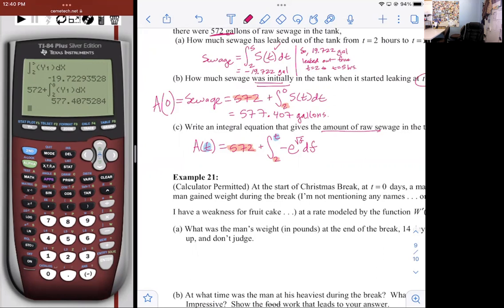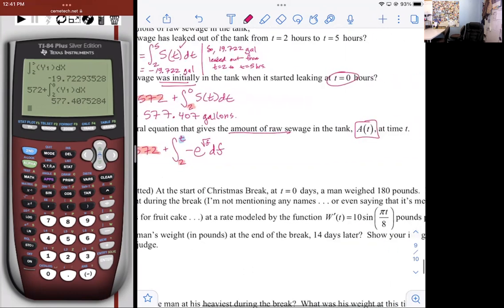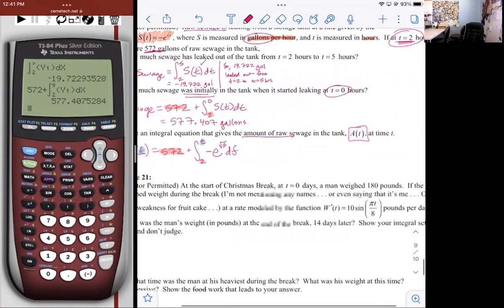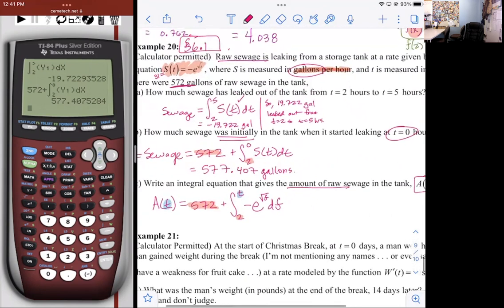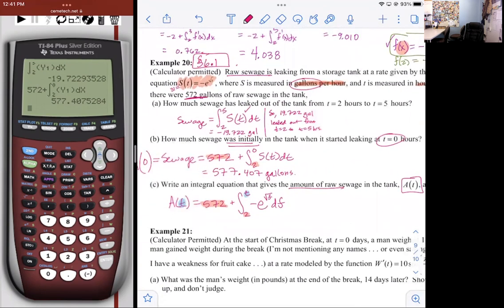Number 21 now. Yeah, it's going to work out great. Oh, we need to do the next part. It says write an equation that gives you the amount at time t. So there it is. That's exactly what we did on part B, but on part B, we did it for a specific value. Now we're generalizing it. Any other comments on that one?